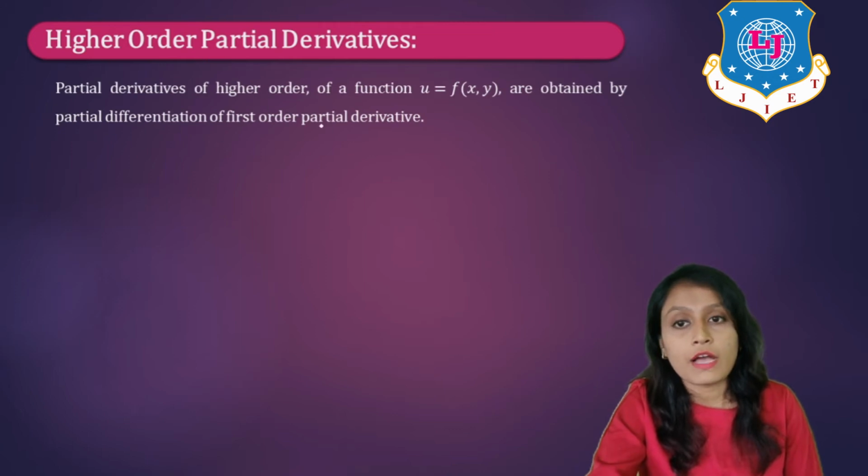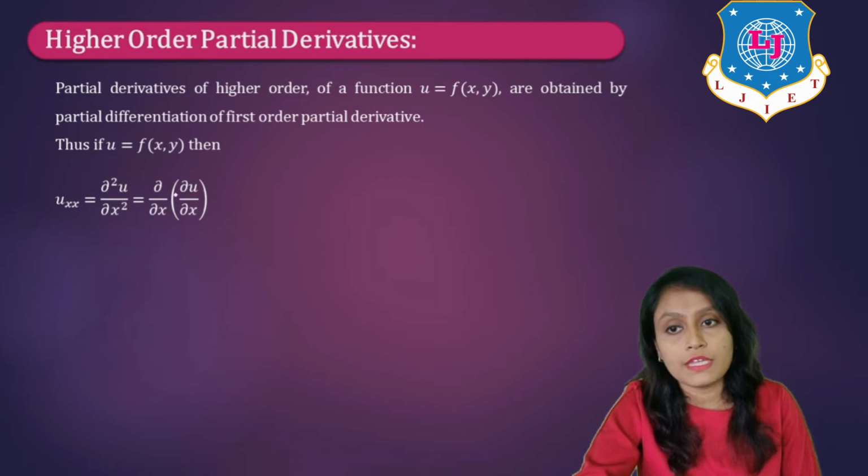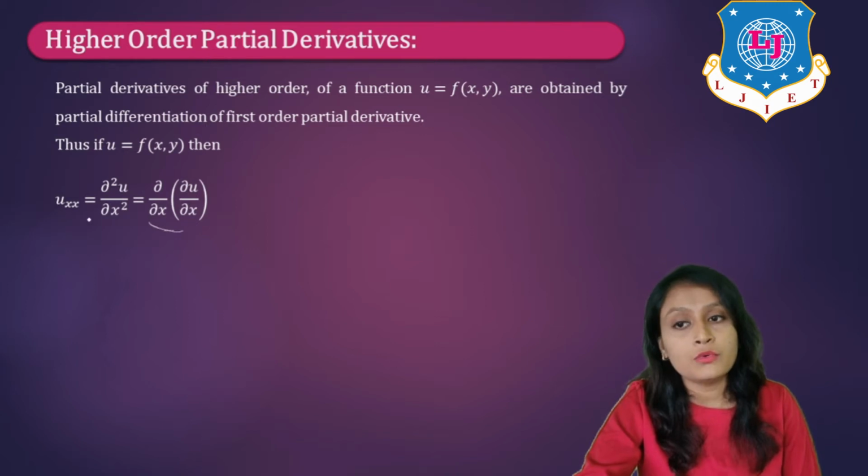Partial derivatives of higher order of a function u is equal to f of xy are obtained by partial differentiation of a first order partial derivatives. So, consider the function u is equals to f of xy. Then we have uxx, that is del square u by del x square, and this is equal to del by del x of del u by del x. So what we have to do, first we have to find del u by del x, and then again we have to take derivative with respect to x. So you will get uxx.